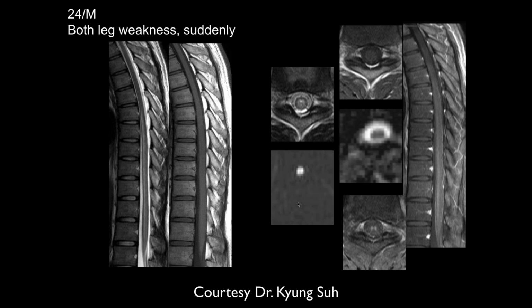So 24-year-old, both legs weak suddenly. So sagittal images and axial. Again, central linear increased intensity within the spinal cord through the thoracic spine. On axial, it looks like central gray matter is involved. So cord infarct versus ischemia, looks like probably cord infarct, owl eyes.